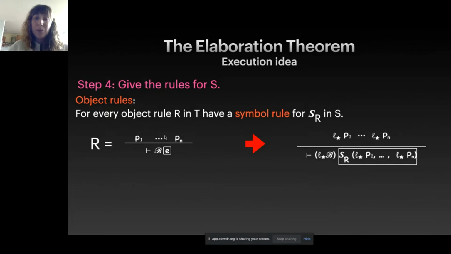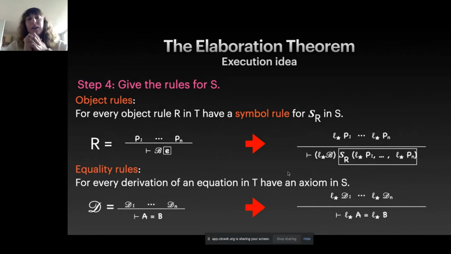We map with the elaboration map that we defined the premises and the boundary, and then of course the symbol rule will just be the symbol applied to the premises in S. So we had to map the premises first. This is the idea: take an object rule, make it a symbol rule for the appropriate symbol. Now, what about equality rules? Well, the solution for equality rules is that we add an axiom for every derivation of every equality. So basically, we just add all the equalities that we have and throw them in as axioms.